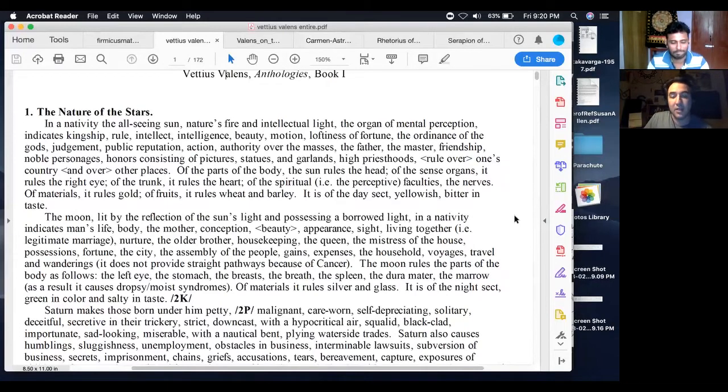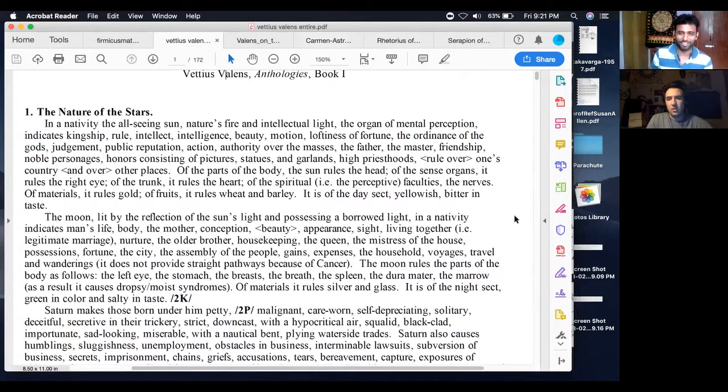And then it's of the day sect, which we talked about in the sect video, yellowish, because obviously that's what it looks like in the sky, and bitter in taste, because bitter foods are often very cleansing, very purifying, they very much help organs like the liver and so on. And yeah, I think that about does it. I want to talk about benefic, malefic in a moment, but I want to give you a chance to talk about the sun some more.